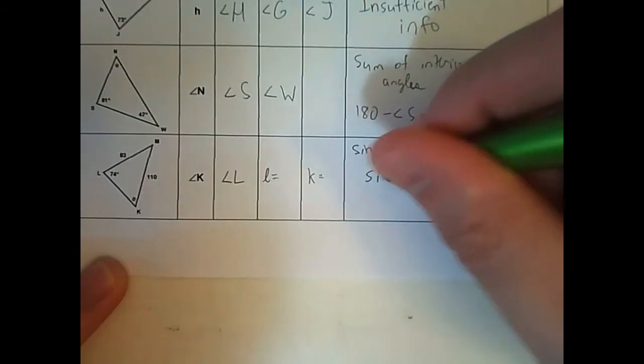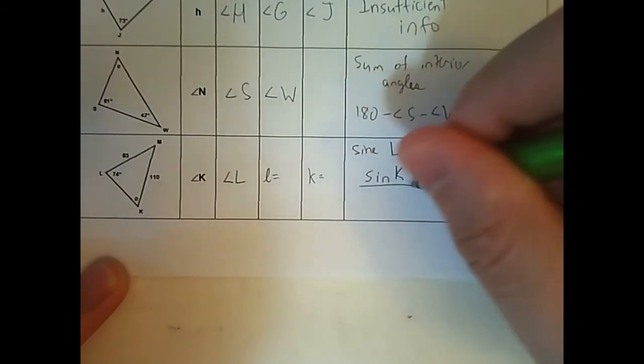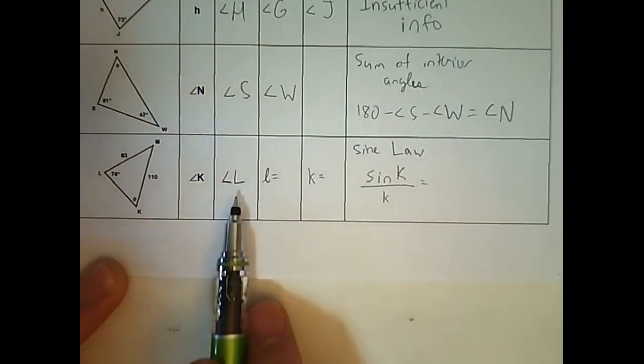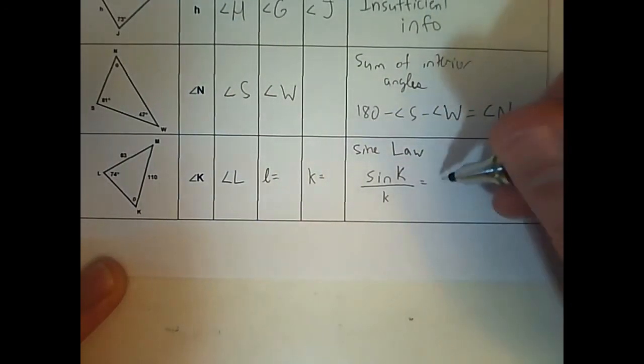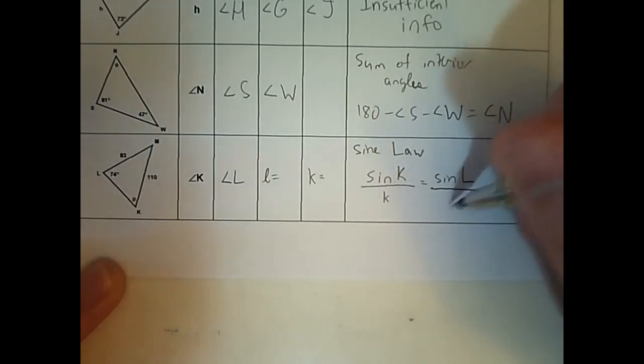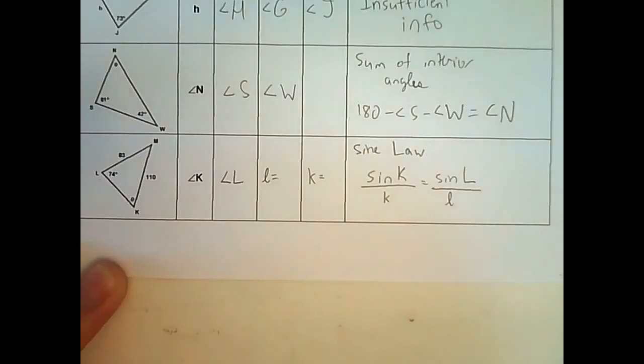So sine K over side K. And then I have it for angles inside L. So sine L over side L. And those would be my equations. So just knowing what equation to use when, and just look at the information that they give you.